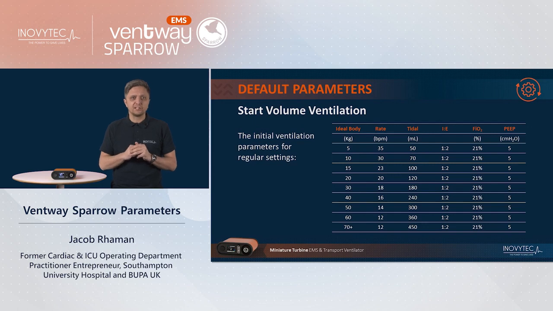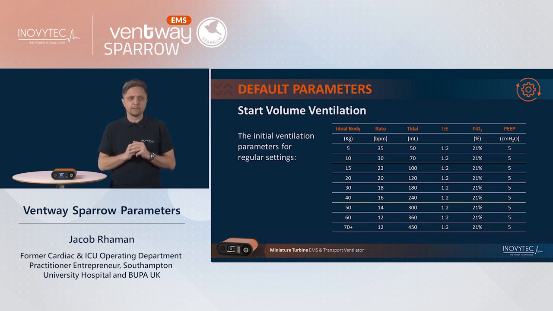This is indicated in the table shown as an example. An adult male weighing 70 kilograms will have a BPM of 12, a tidal volume of 450 milliliters, an IE inspiratory-expiratory ratio of 1:2, FiO2 of 21% as it's working off ambient air, and PEEP of 5 as a default setting.